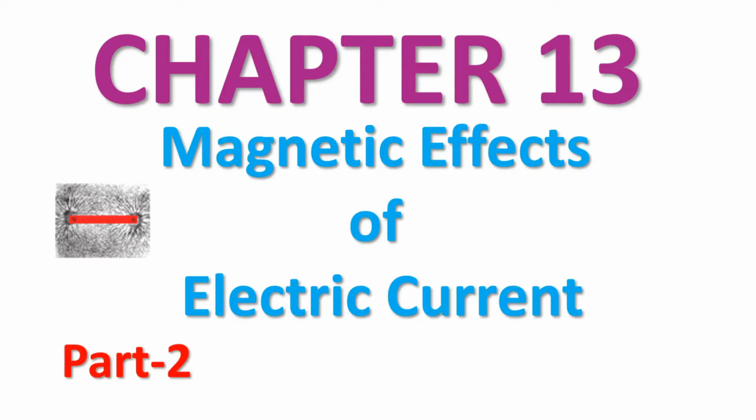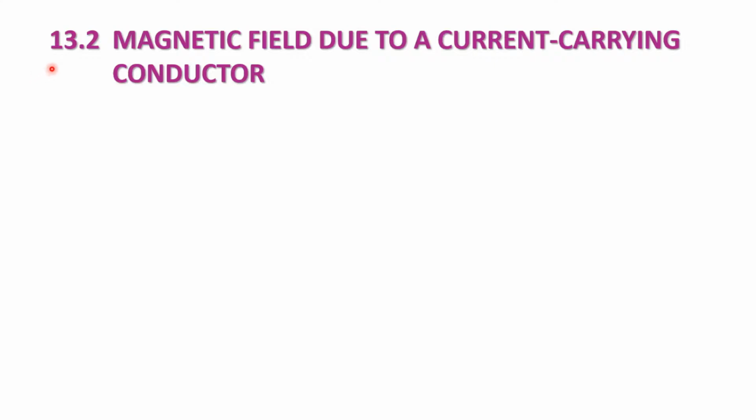I am presenting a video on chapter number 13, CBSE class 10 science. The name of the chapter is Magnetic Effect of Electric Current. We had already done the first part. Now it's the second part. In this we are going to consider the topic magnetic field due to the current carrying conductor.